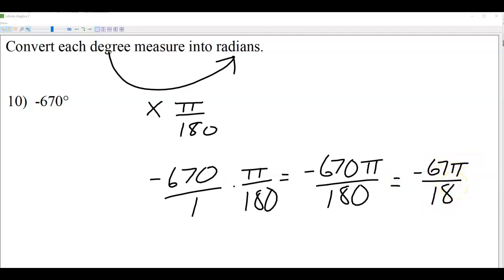Can I reduce this anymore? I don't think so, because the only things that go into 18, I know, are 2, 3, 6, and 9. And I know 9 doesn't go into 67, neither does 6. 3 doesn't work, and neither does 2. So no, it's not going to reduce anymore. We're done. So the answer would be negative 67 pi over 18.